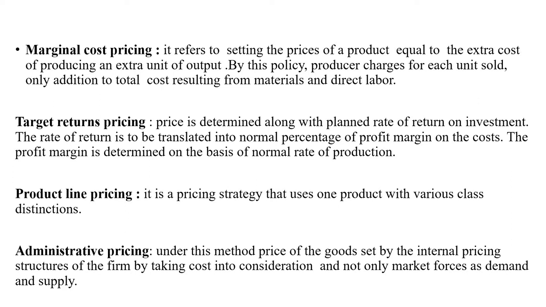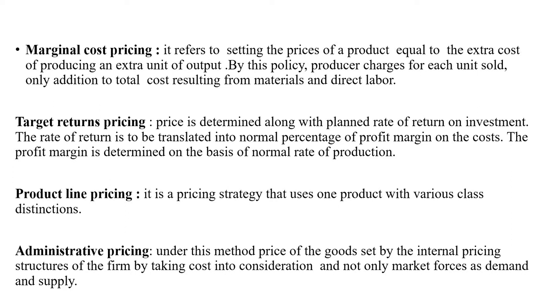labor. Okay, so in the case of marginal costing, the price will be set by analyzing: if you produce the same product one more unit, then what will be the cost incurred? On that extra cost basis, the price will be set. Okay, so in this case, they further told that each unit sold only addition to the total cost.